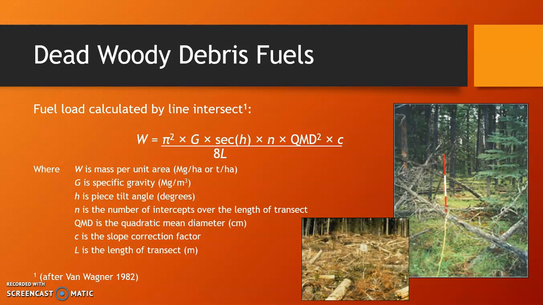So once you've collected the data, you can then calculate the fuel load using this equation. And the weight of the fuel is determined by the specific gravity of the species that you're measuring, the tilt angle of the piece, the number of intersections, the diameter of those pieces, the slope of the transect line, and the length of the line.